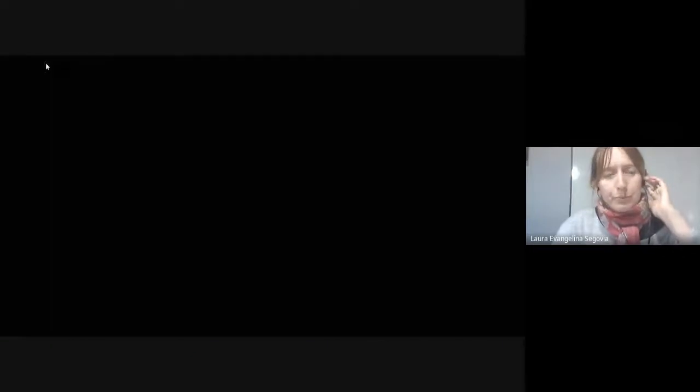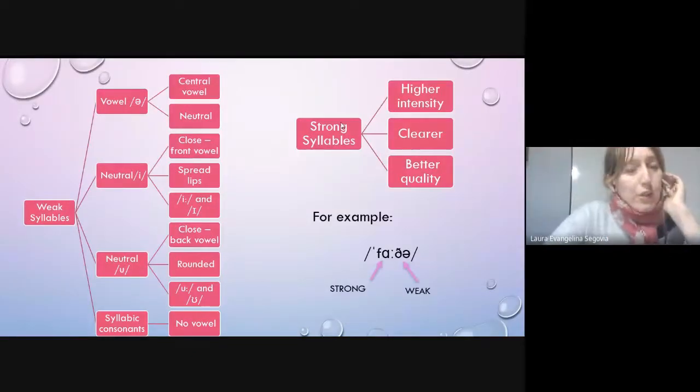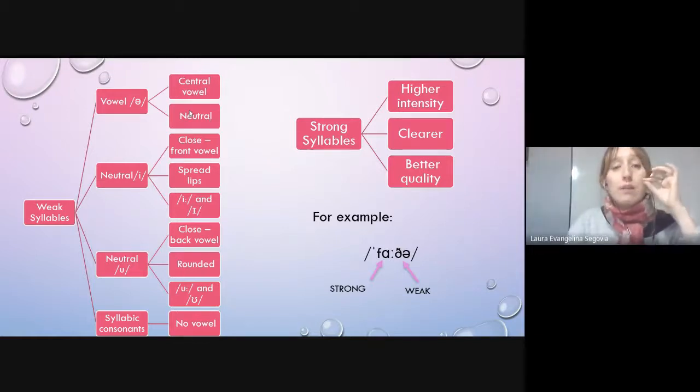So, we said that weak syllables have the vowel schwa as a center. The schwa is a central vowel and it's neutral. Your lips are neutral. This is the position of your lips. They are neutral. Okay?